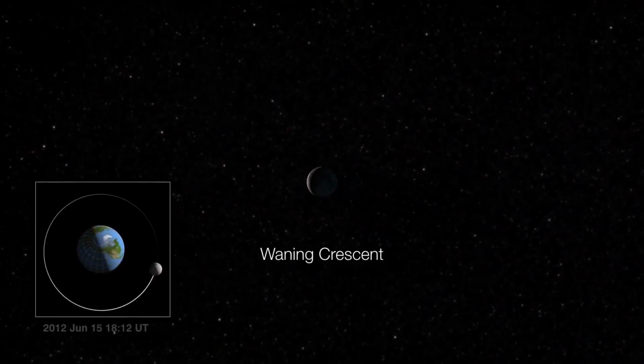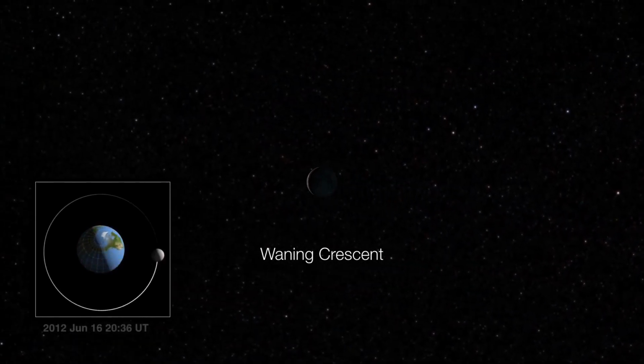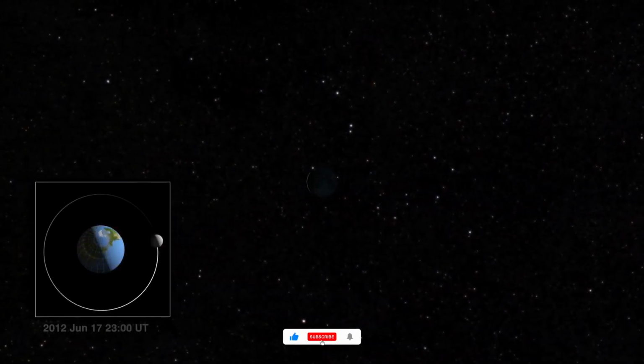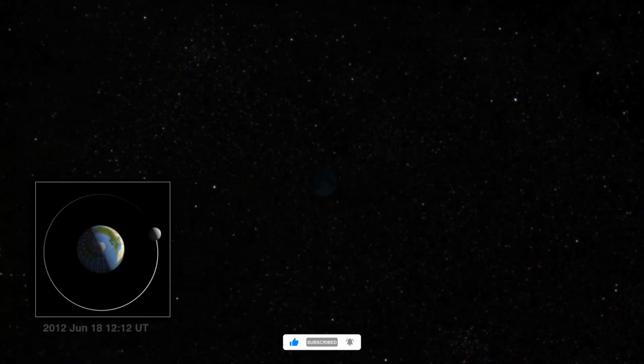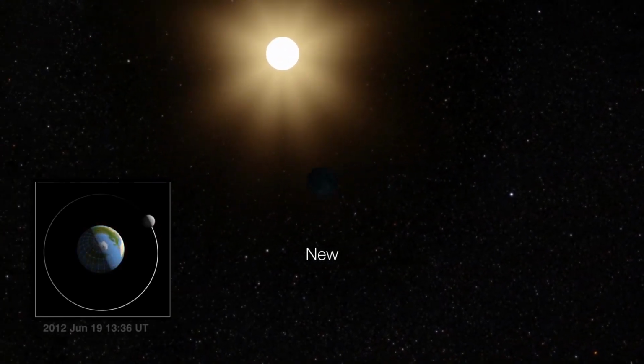So now we're in waning crescent, and the light continues to wane off the Moon, so to speak, as seen from Earth, until we eventually come around and we lose the very limb of the illuminated side, and we're back to a new moon phase once again.